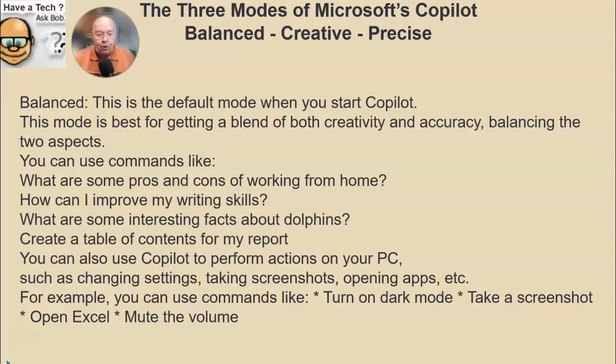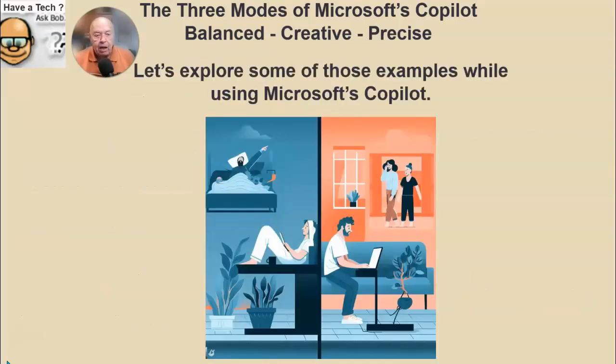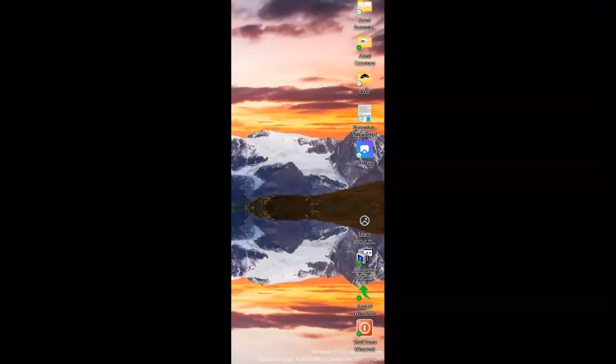You can also use Copilot to perform actions on your PC, such as changing settings, taking screenshots, opening apps, and much more. For example, you can use commands like turn on dark mode, take a screenshot, open Excel, mute the volume. Let's explore some of these examples while using Microsoft Copilot. Let's put Copilot to work.